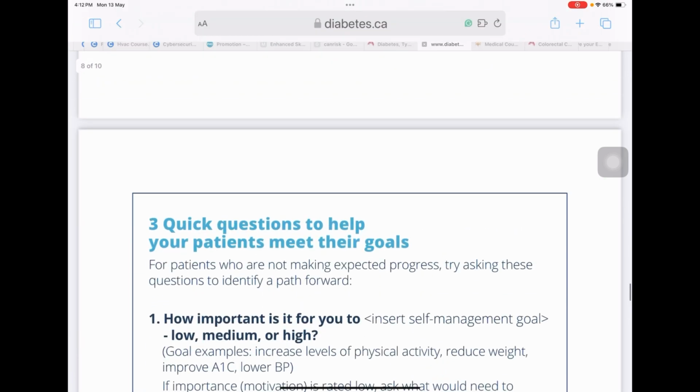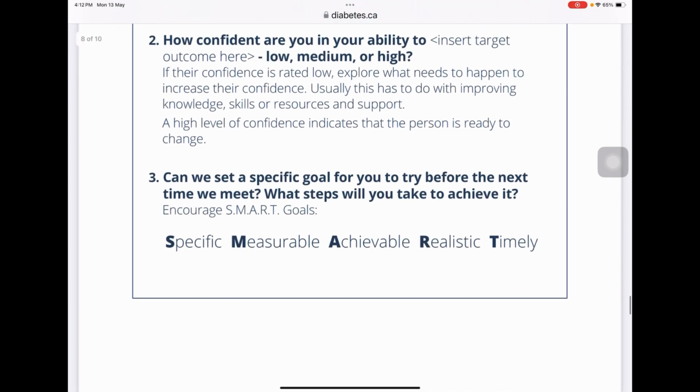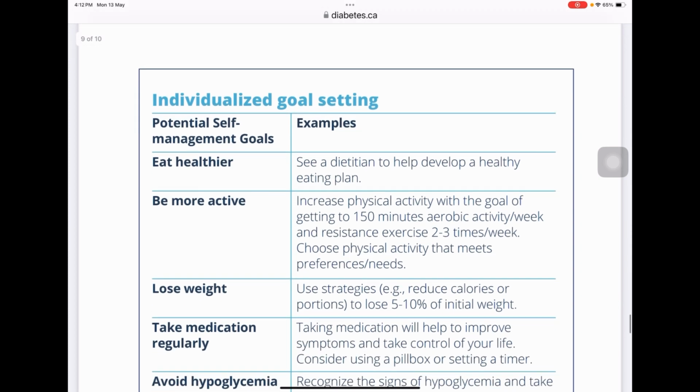So we need to ask these 3 questions to help the patient meet the goals. How important is it for you, how confident are you, and what are the specific goals that we are setting for you until the next meetup, right? Individual goal setting: eat healthier, see a dietitian to help develop a healthy eating plan.